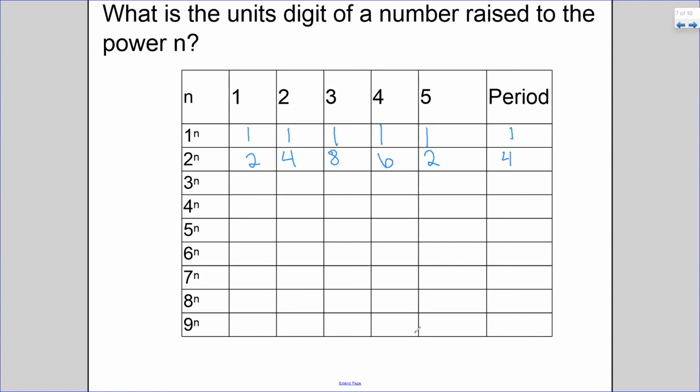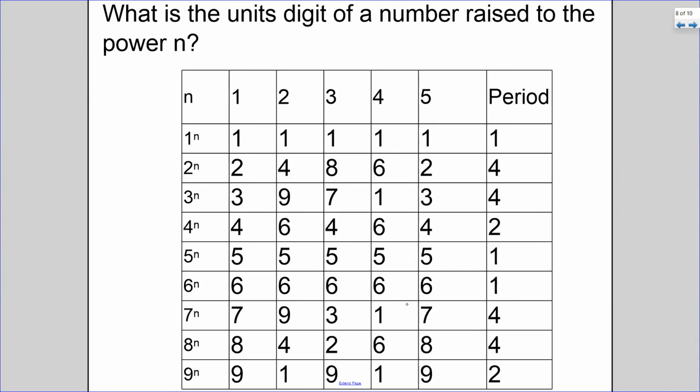Take a second and pause right here and see if you can figure out the rest of this table. Okay, so this is the rest of our table filled out. You'll notice that our biggest period that we could potentially have is 4. If you want to kind of prove that that's going to be the case, you could deal with Euler's totient theorem. I think that would be a great way to go to show that that's really what you're going to be dealing with. The other thing to talk about here is this is specifically only dealing with units digits, right?